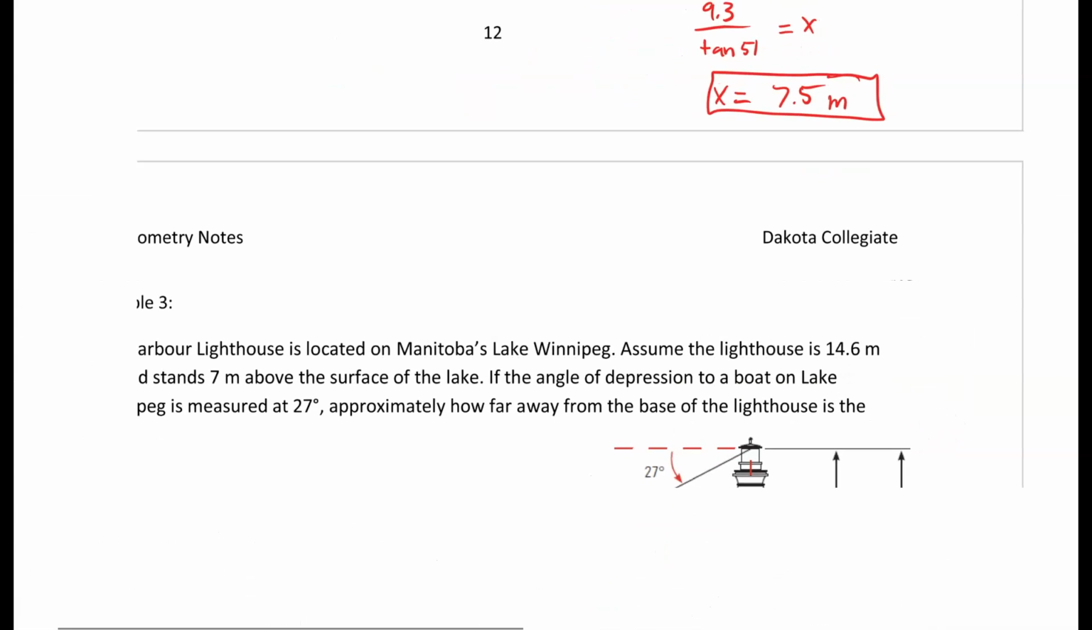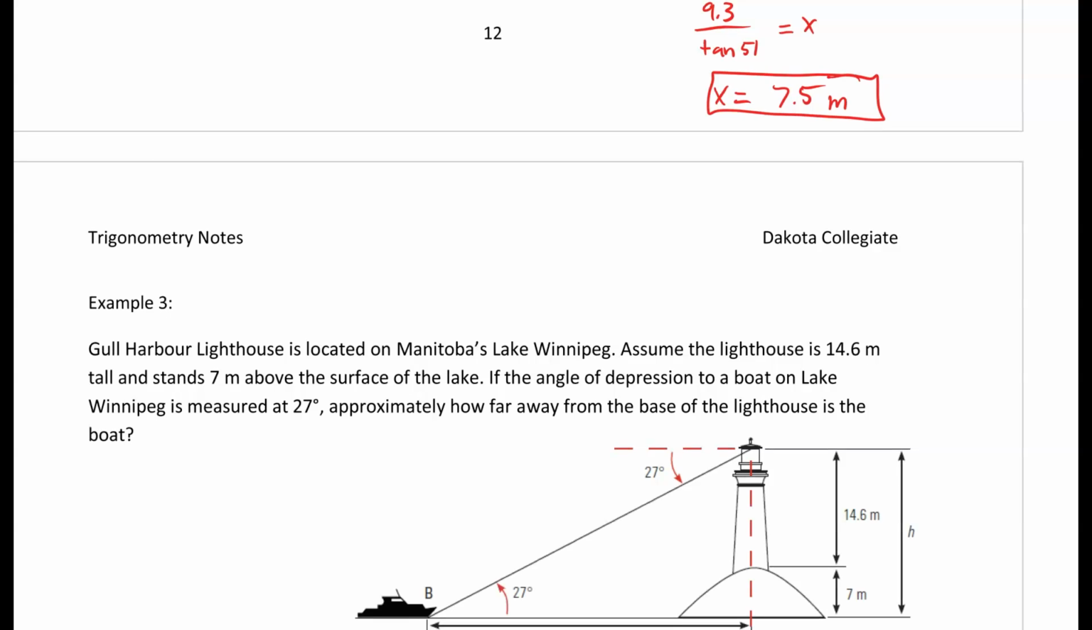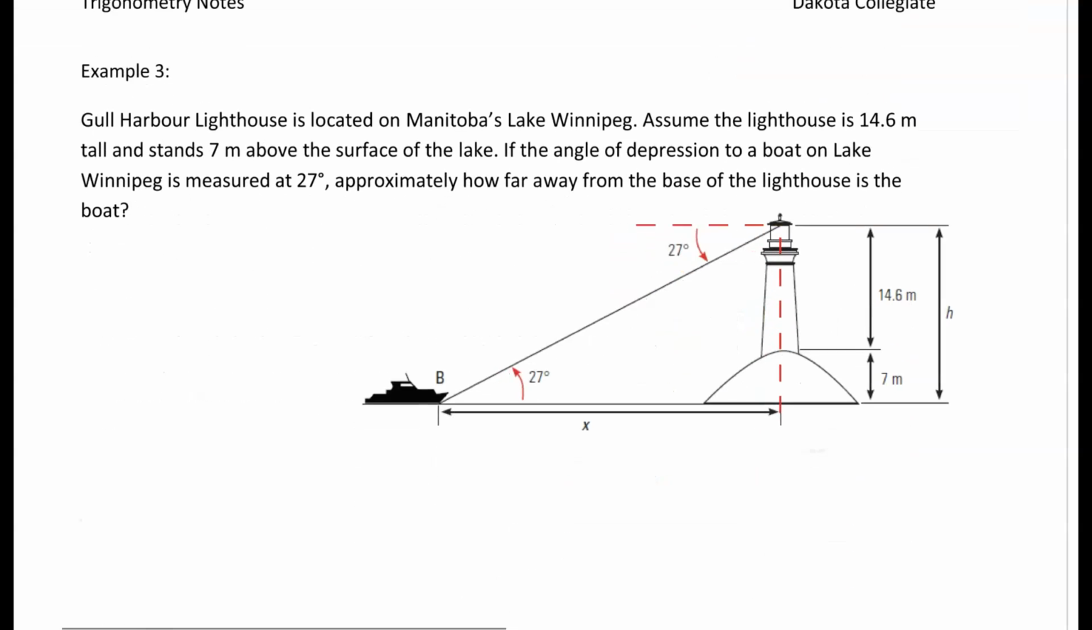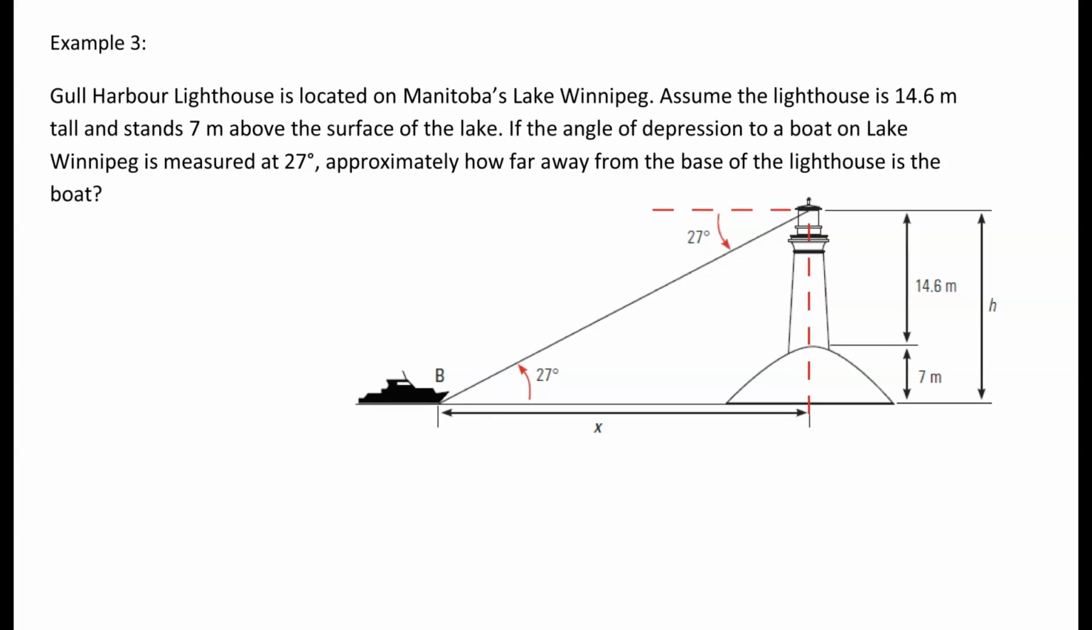Moving on to the next page, we have some real life examples here. So we have to figure out what exactly they're asking for. The Gull Harbor Lighthouse is located on Manitoba's Lake Winnipeg. Assume the lighthouse is 14.6 meters tall and stands 7 meters above the surface of the lake. If the angle of depression to a boat on Lake Winnipeg is measured at 27 degrees, approximately how far away from the base of the lighthouse is the boat?